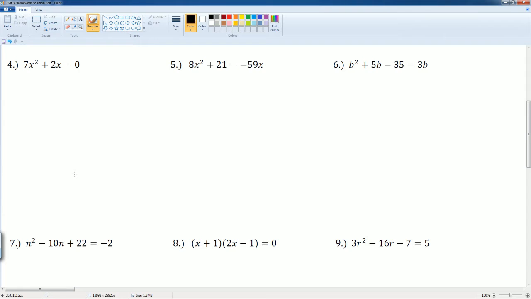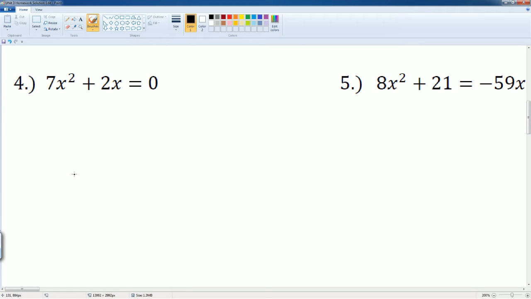Number 4 here has 7x squared plus 2x equals 0. I can try to factor this, but my first step always when I factor is to try to pull out a GCF. There is a GCF here. The GCF is x. x can be pulled out from the first term and the second term. So I pull out x, leaving me with 7x from the first term and a 2 in the second term. There you go. This is technically now factored.